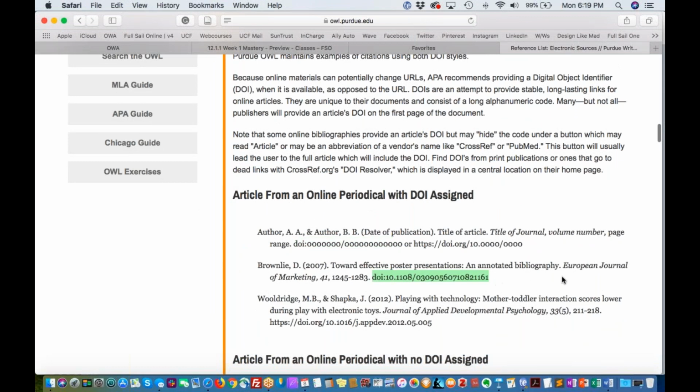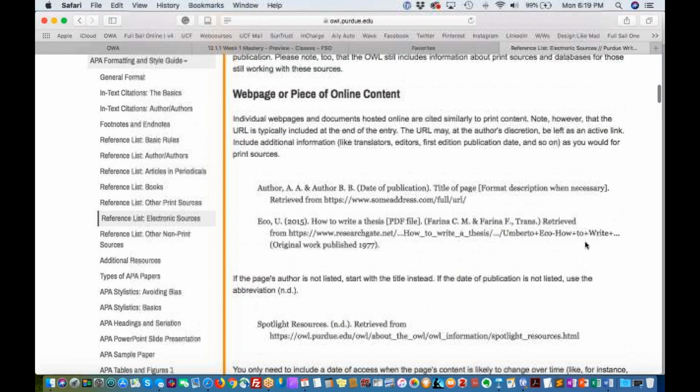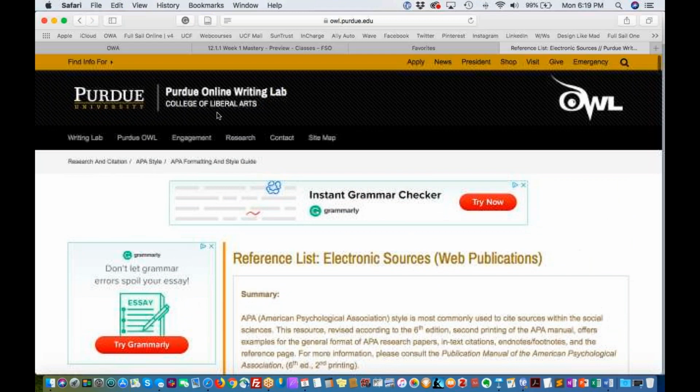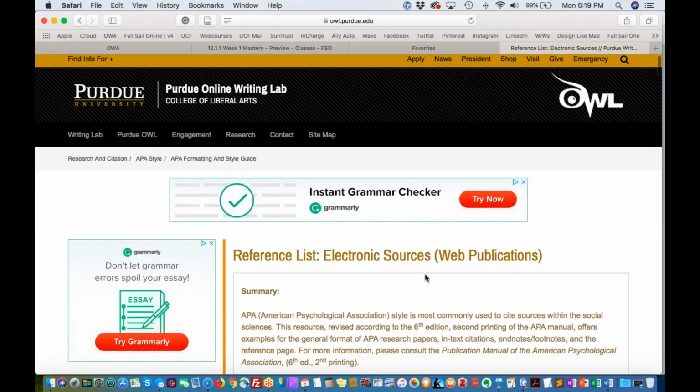Okay. So because ours got temporarily erased, we're not sure what happened to it. It's not on Full Sail One yet. It's still around, we just can't get it on Full Sail One yet. So use this OWL APA site. This is really great. So just Google OWL APA and it'll come up to this page. All right, thank you.